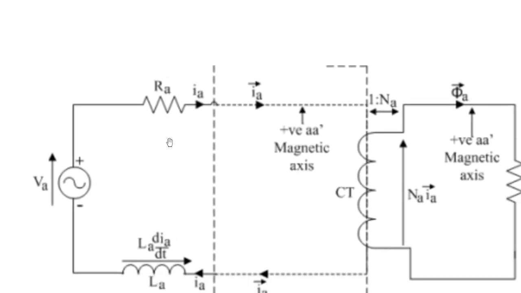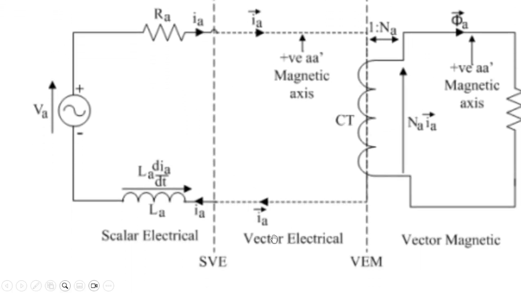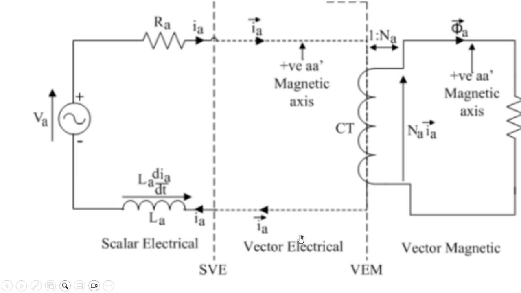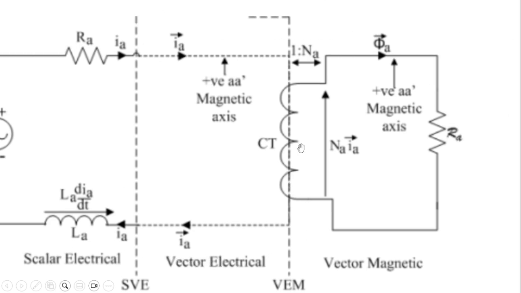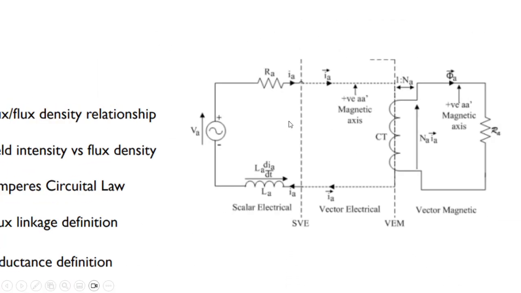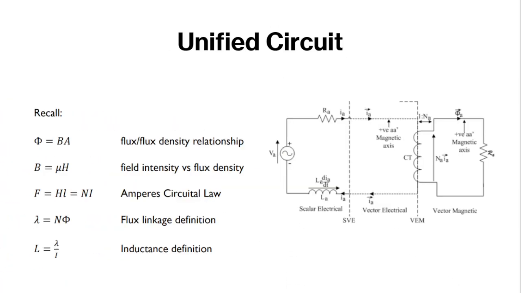Then you have the arrow, IA, the vector. If you want, you could draw this. And then you have a CT. Then you have Ni, flux, and R. And you call that the unified electric circuit, or the unified circuit.